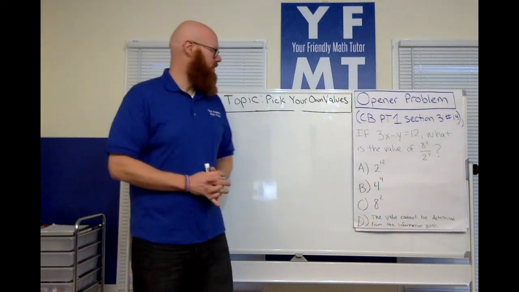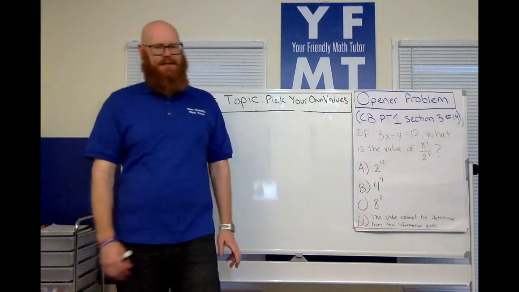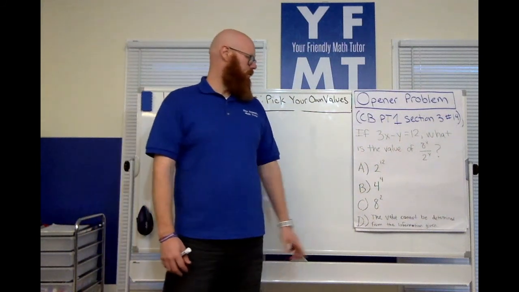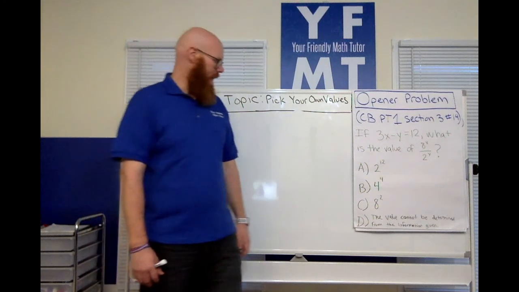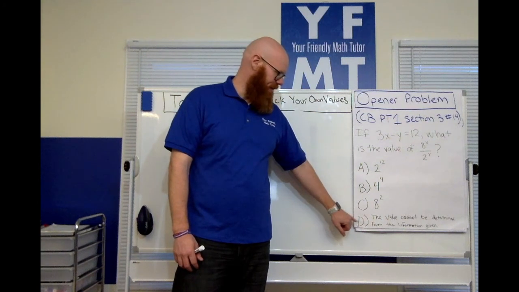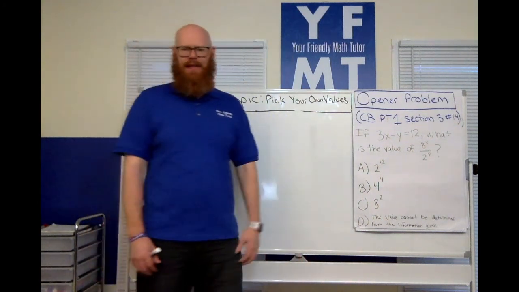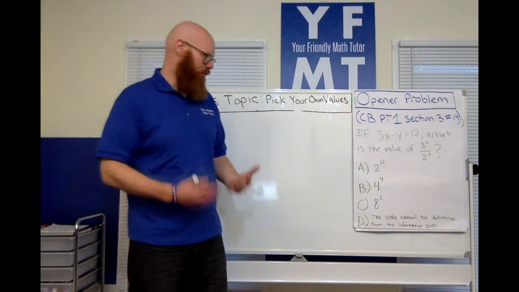All right. So let's take a look at our opener problem for today. This is College Board Practice Test 1, Section 3, number 14. If 3x minus y equals 12, what is the value of 8 to the x over 2 to the y? And we have 4 answer choices, and our answer choice D is the daunting one: the value cannot be determined from the information given. This is always such a difficult thing to choose.